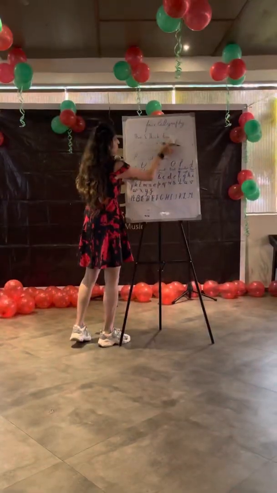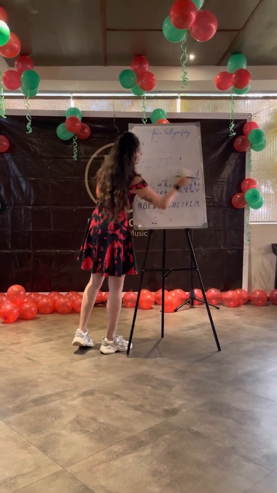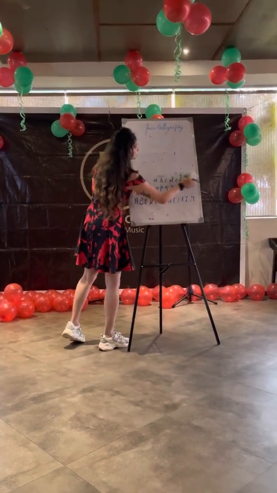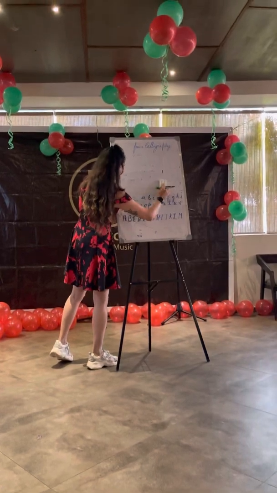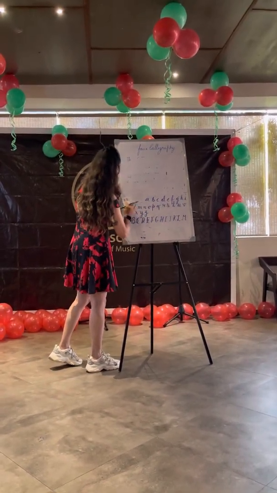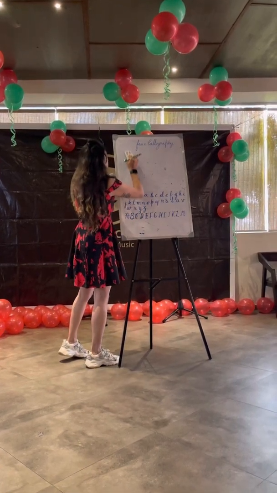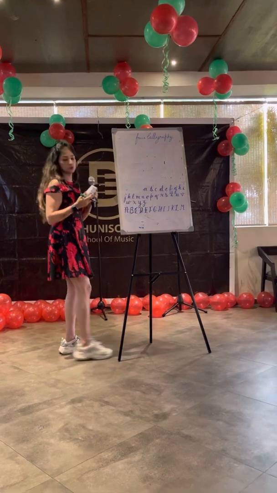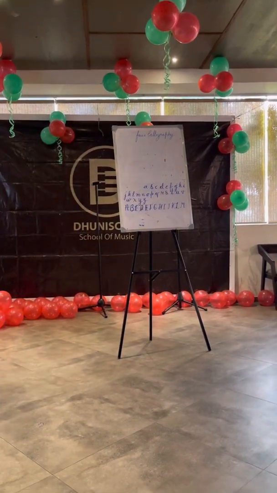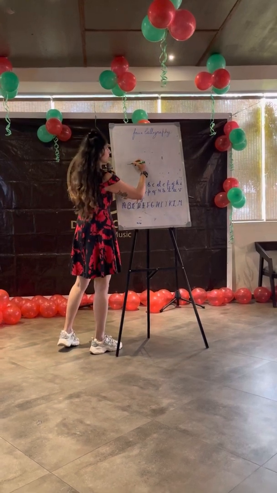So I'm going to just erase the strokes here. And now let's start writing a little. Okay, so first we'll start with small alphabets. Okay, so we write A. So everybody follows, okay? So we are writing A.